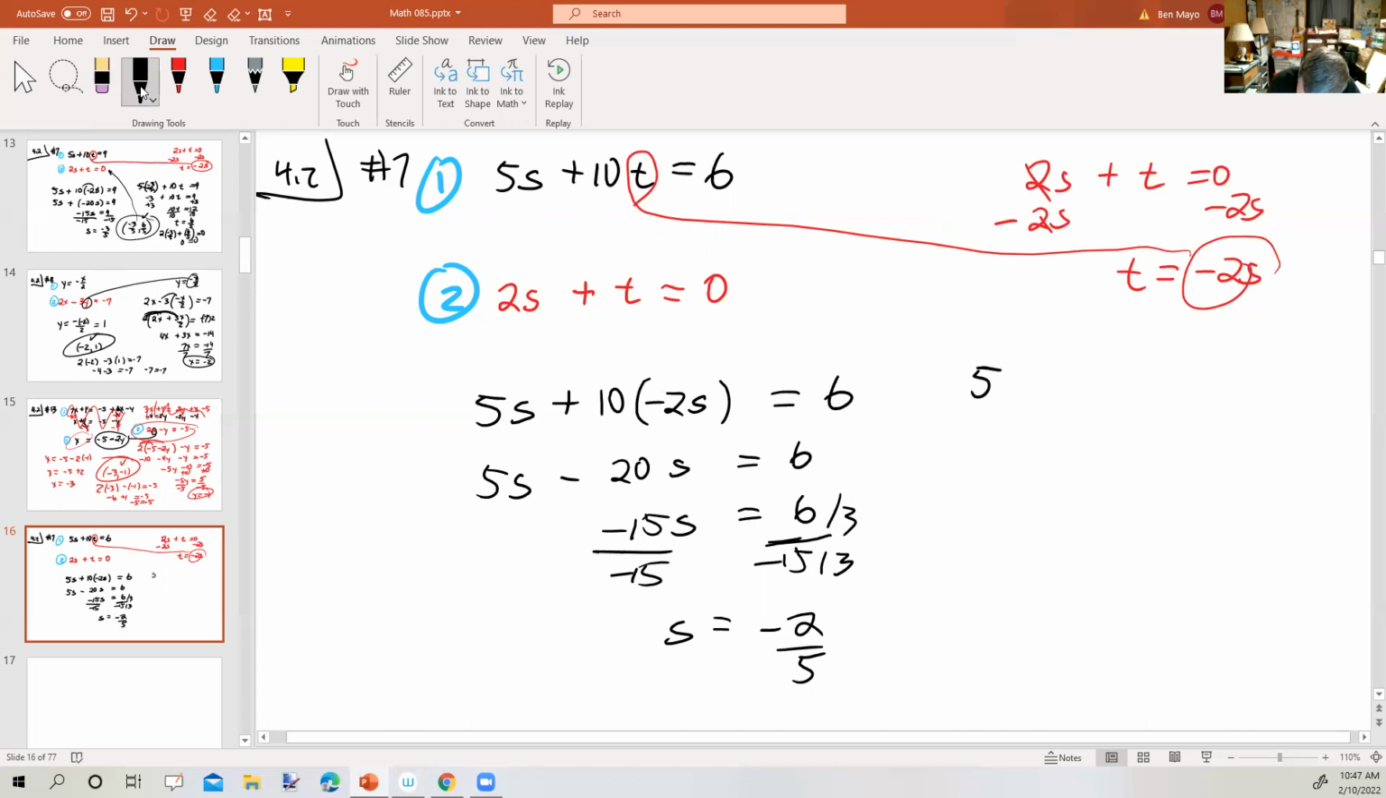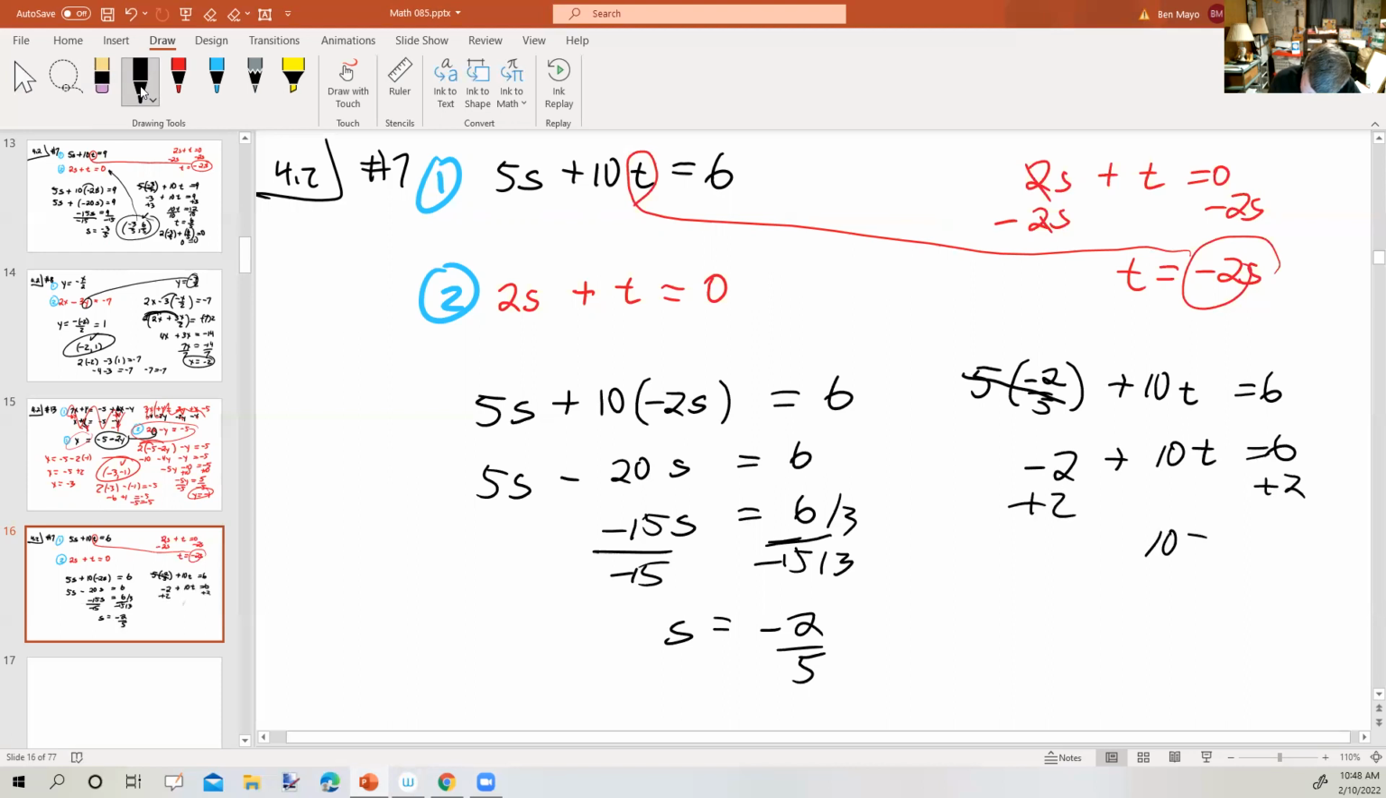So 5s plus 10t equals 6. All right. That would reduce down to negative 2 plus 10t equals 6. Add 2 to both sides. 10t equals 8. Divide by 10, t equals 4/5. So my solution, negative 2/5, comma 4/5.